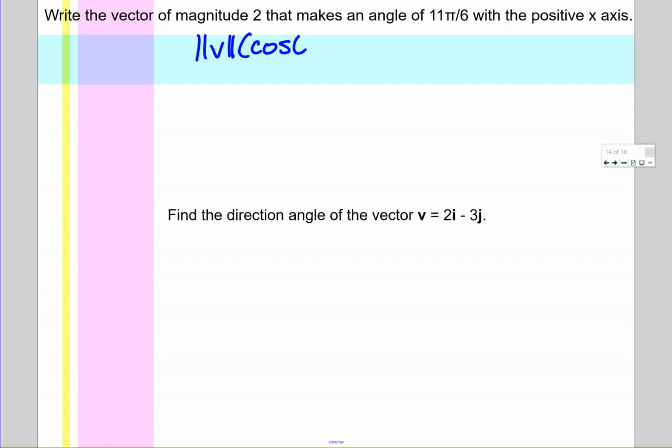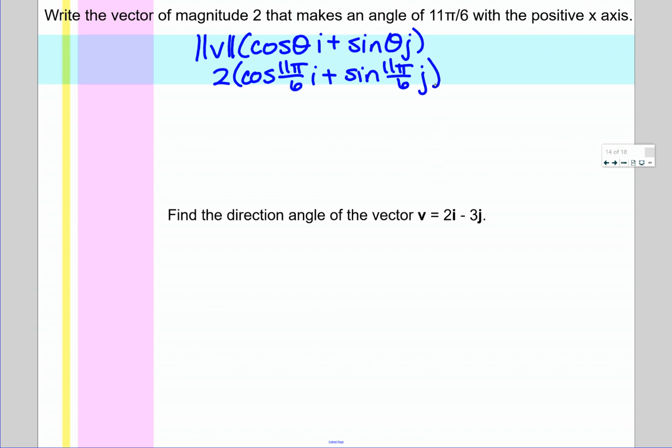So again, that formula was magnitude times cosine theta i plus sine theta j. Cosine first, sine second, just like our unit circles. And here they give us the theta and the magnitude. You just plug them in. So 2 cosine 11 pi over 6 i plus 2 sine 11 pi over 6 j.